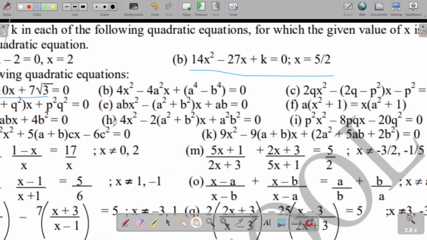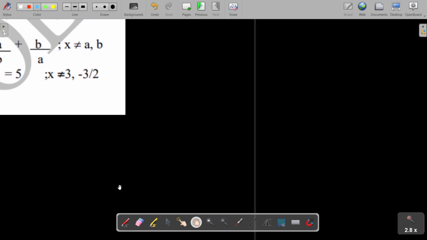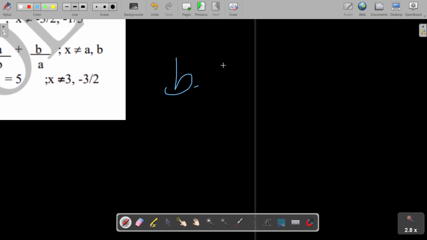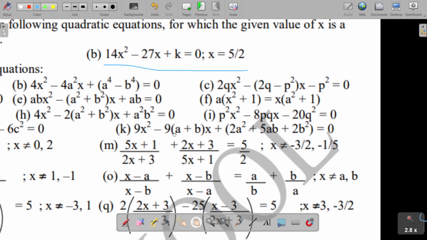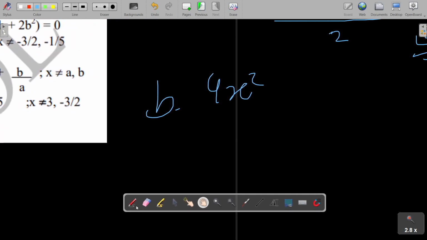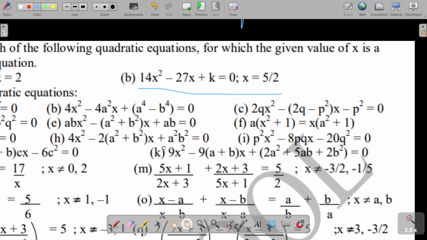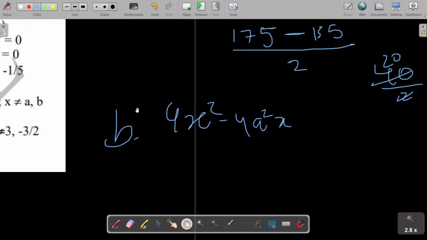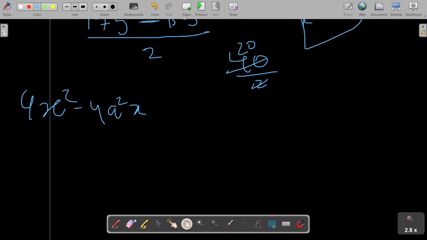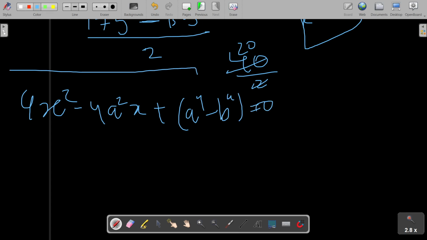Problem number B. Problem number B is 4x squared minus 4a square x plus a to the 4 minus b to the 4 is equal to 0. Okay, let me write this with green ink.